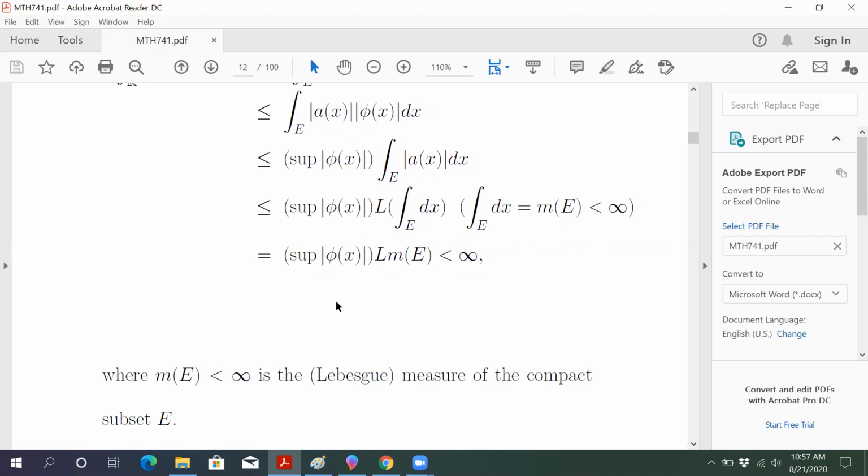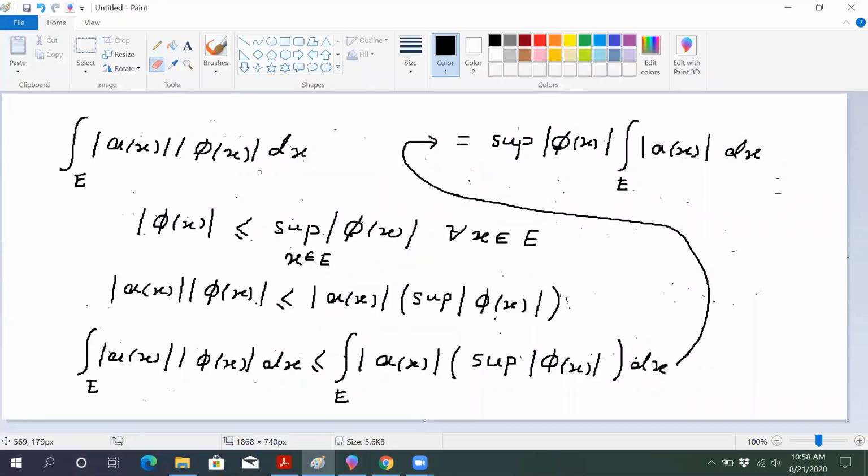If you are not familiar with measure theory, and sorry to say this, I think unfortunately many of you, as far as I know here, are not familiar with this, you just need to know that this integral of 1 dx on E is finite. This integral is a constant. For example, let me explain this here just quickly.